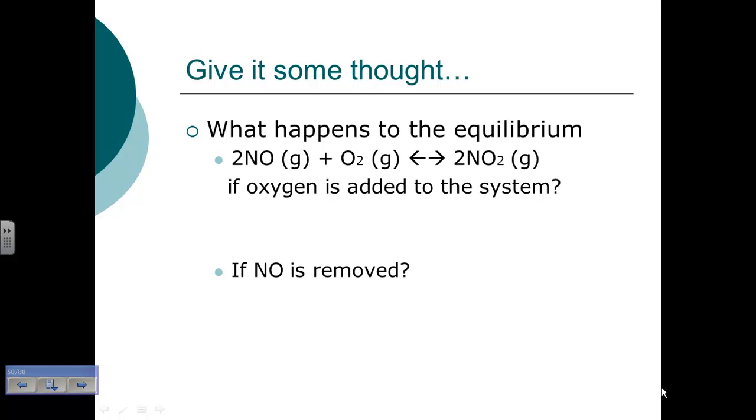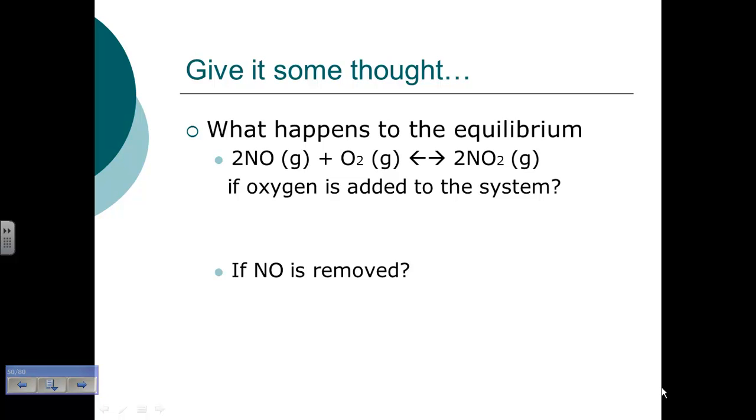Whatever you do to the system does the exact opposite to alleviate the stress. Remember Le Chatelier's principle. If a stress is applied to a system that's at equilibrium, the equilibrium will simply shift to relieve the stress. What you do, the system will counteract by doing the exact opposite.